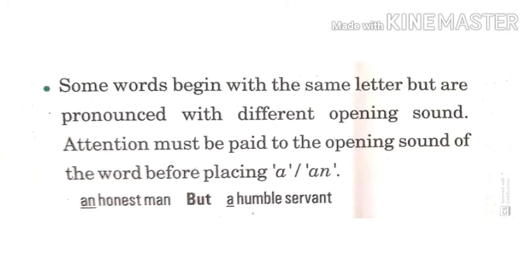Now, over here, honest: although the letter is H, the sound is a vowel sound, O. So over here we are using an honest man. Whereas in another word, a humble servant, we begin with the consonant sound H. Therefore, we are using a with humble. So there is a difference between an honest man and a humble servant, right?